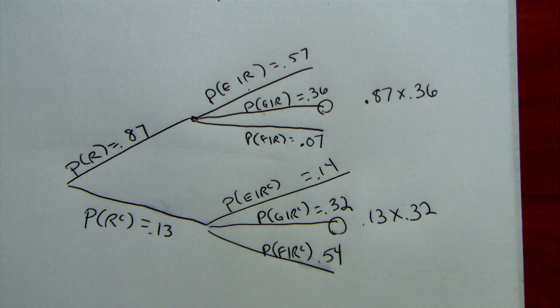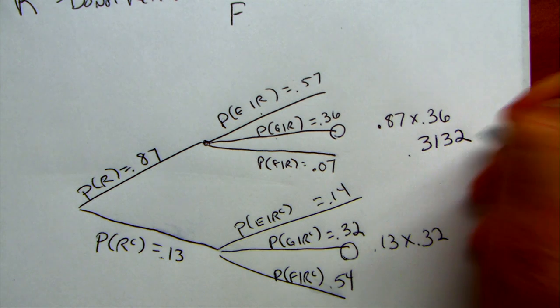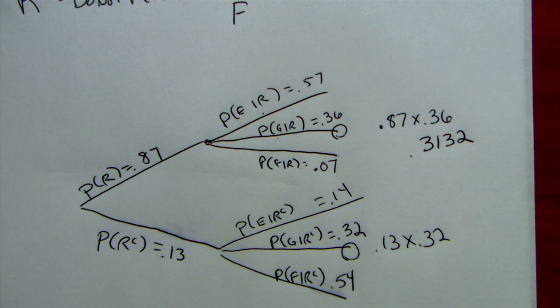So let me do that math. This one is equal to 0.3132. And then 13% times 32% is equal to 0.0416.